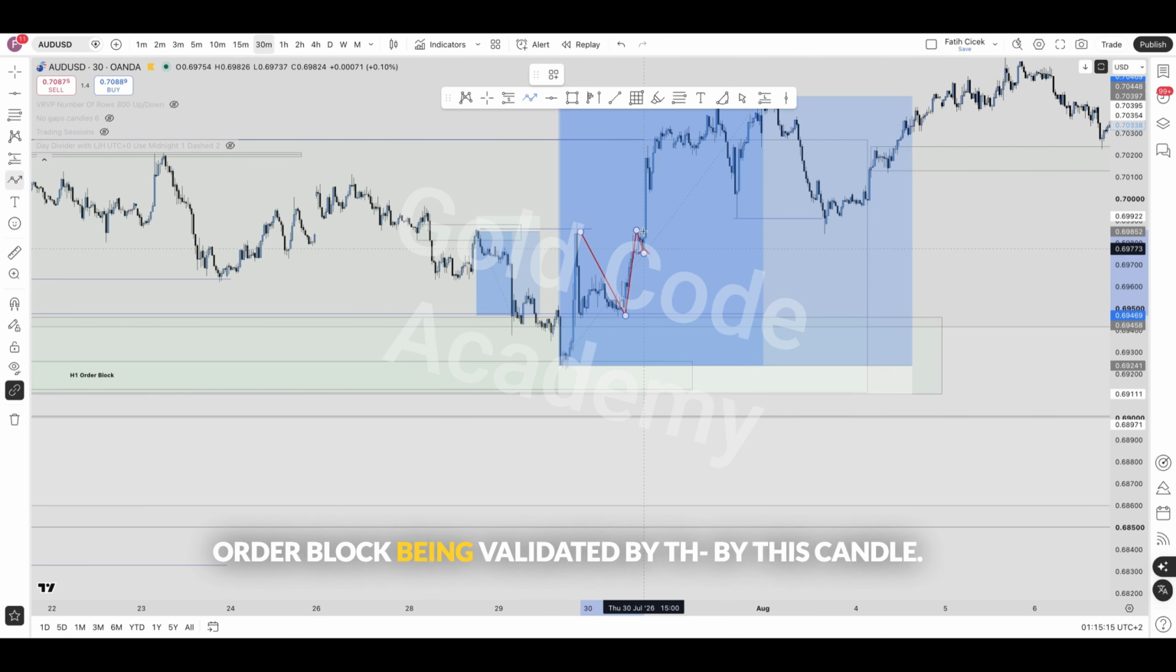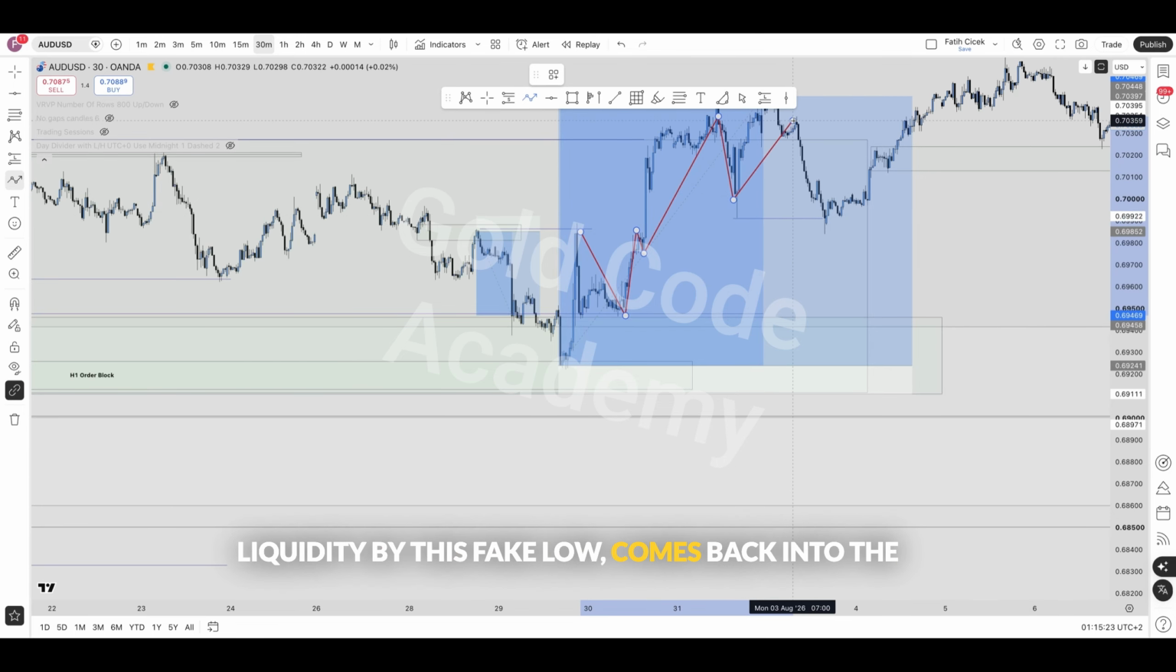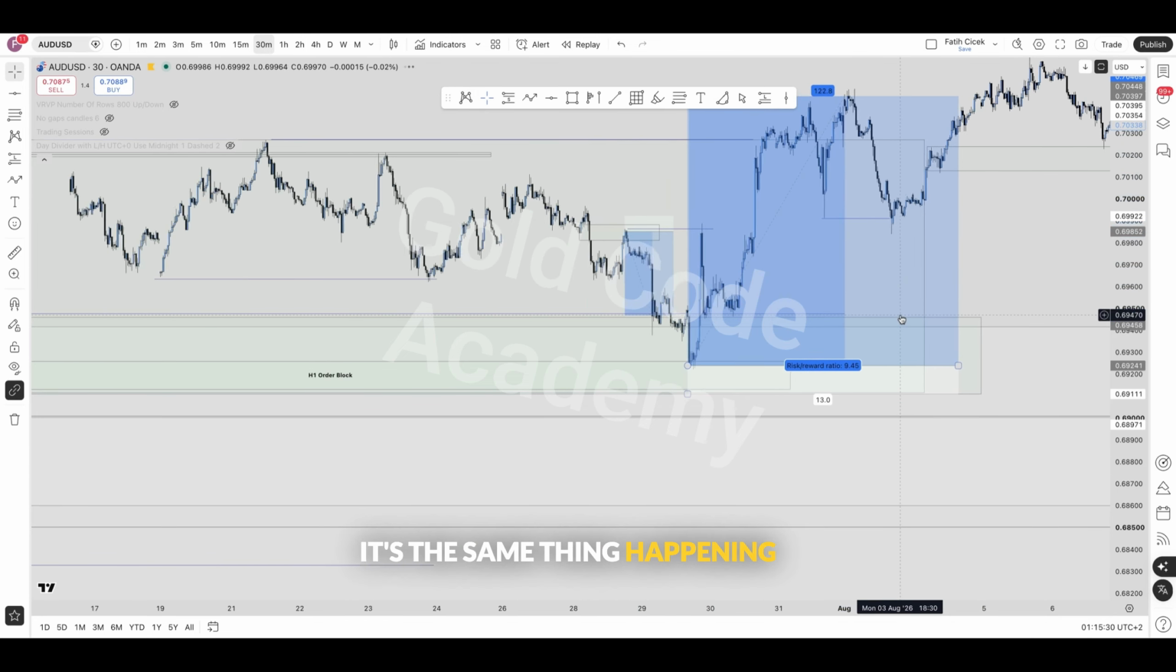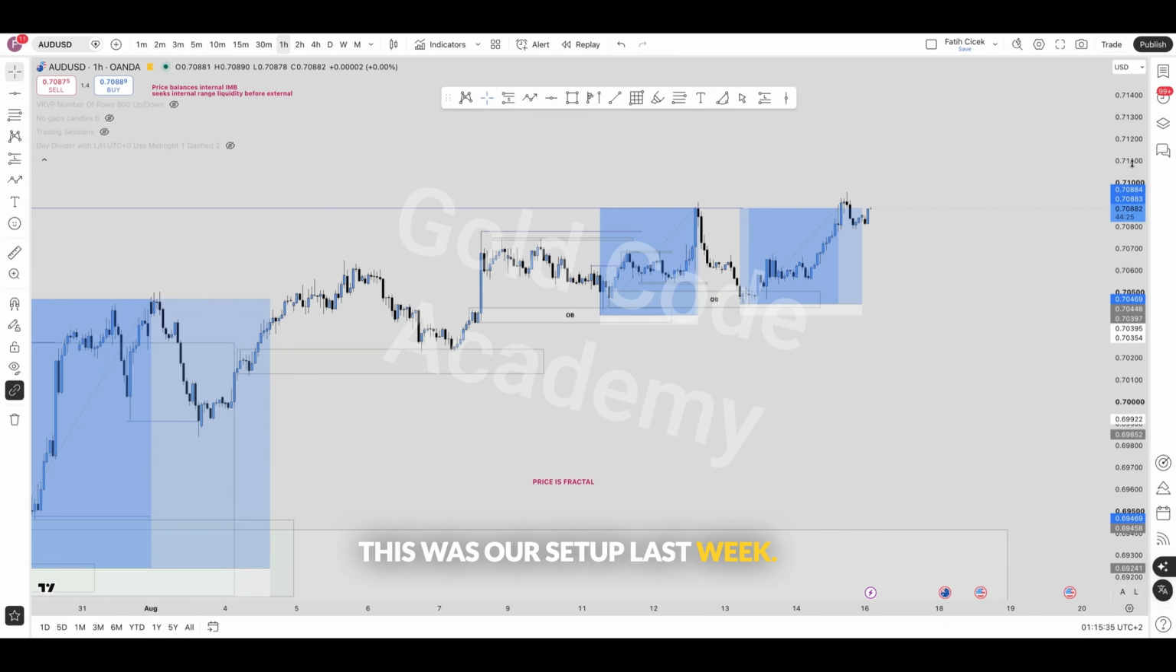Order block being validated by this candle, price creating and engineering sell side liquidity by this fake low, comes back into the order block and then gives us the next move. It's the same thing happening over and over again, right? This was our setup last week.